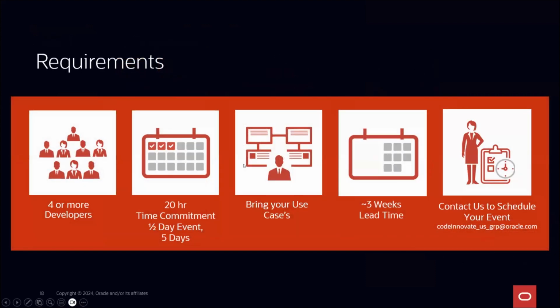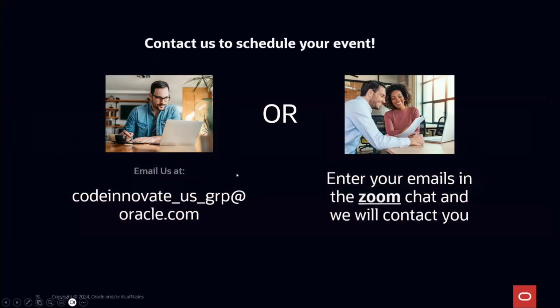Now, here are some of the simple requirements. We ask that you commit 4 or more developers to an event. And these events typically run for 5 half days or 20 hours. And I would also like to mention that our event start times can be flexible. These events can handle more than one use case. And then we ask for at least 3 weeks lead time to fully understand the use cases, assign the appropriate engineers, and align the schedules. We offer this program for a wide variety of services available on OCI, or Oracle Cloud Infrastructure, such as Oracle Digital Assistant, Oracle Analytics Cloud, Apex, or Oracle Integration Cloud, and many more.